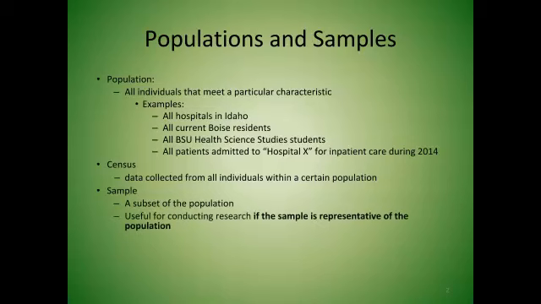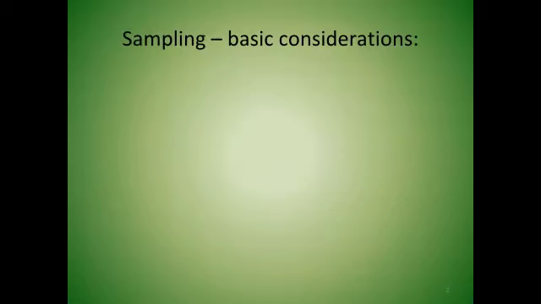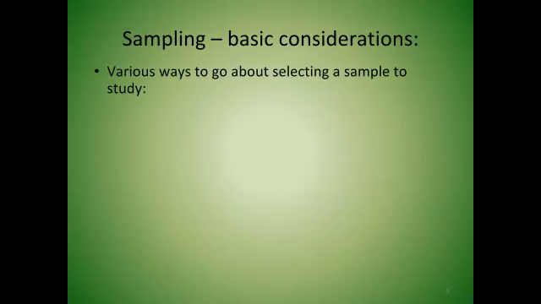And looking at just a sample can be very useful in conducting research if the sample is representative of the population. And the way the sample is selected is called the sampling method. And it's important to be familiar with the basics of sampling in order to assess the quality of research. There are various ways to go about sampling for a study, and all sampling methods have pros and cons.